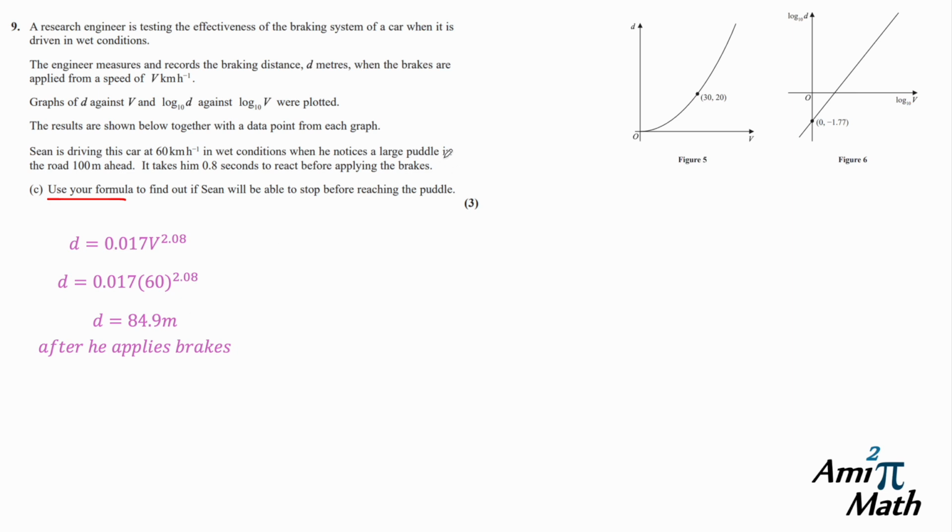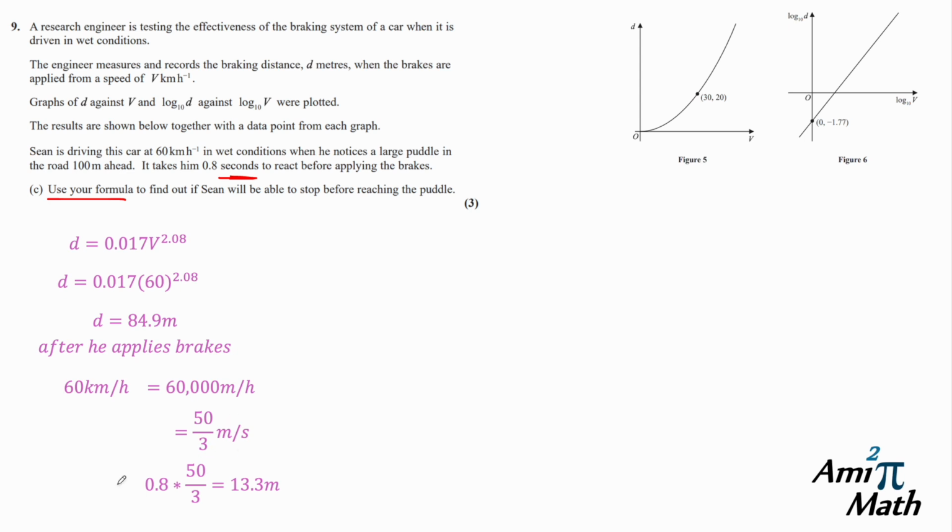Then to find the distance before he applies the brakes, it says it takes him 0.8 seconds to react. We've got our speed here, which is 60 kilometers per hour, and we need to convert that into meters per second. That gives you 60,000 meters, and then you divide this by 3,600 to get seconds, giving 50/3 meters per second. 0.8 times this value works out the number of meters, because speed times time equals distance.